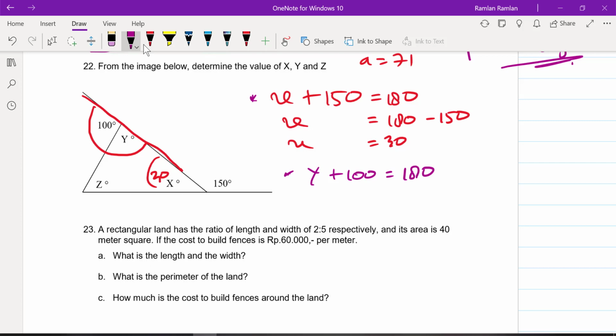So y equals 180 minus 100. So y equals 80 degrees. Okay, so I can just make this into 80 over here. I'm going to write down 80 here. Right, and the last one is this one.